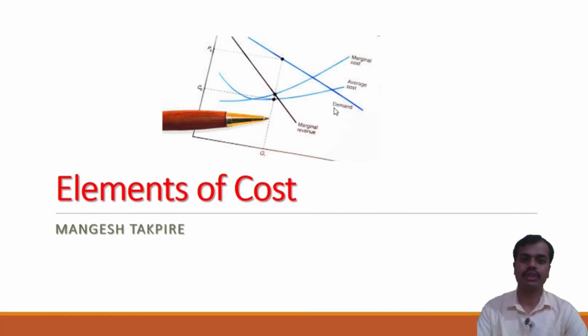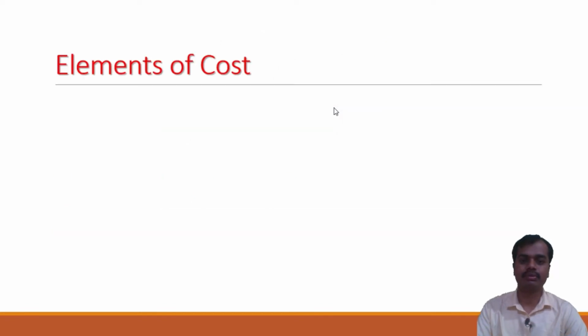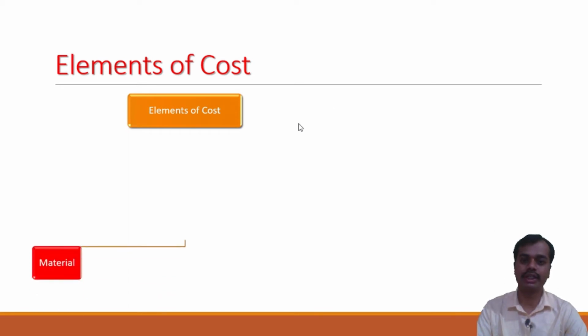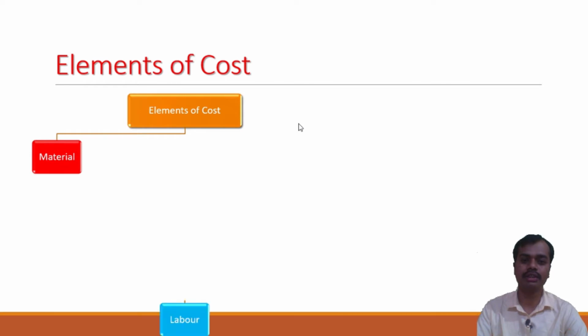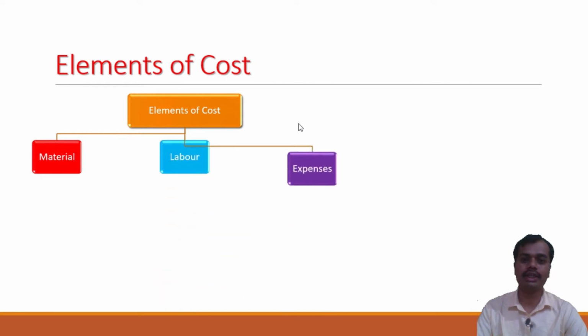In this video, we will discuss the element of cost in detail. The elements that constitute the cost of manufacture are known as the elements of cost. Such element of cost is divided into three categories. They are material, labor, and expenses.